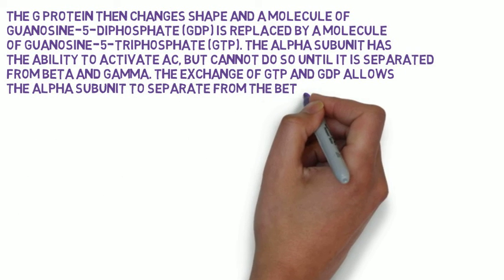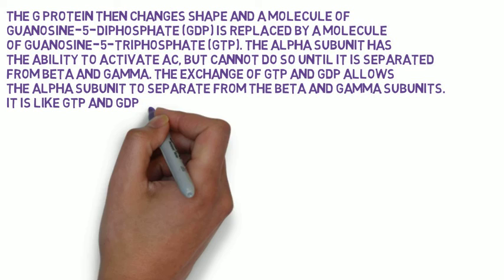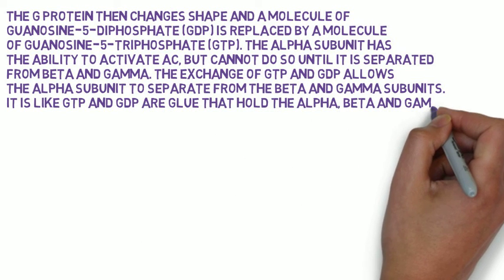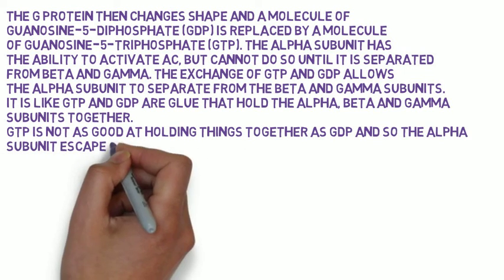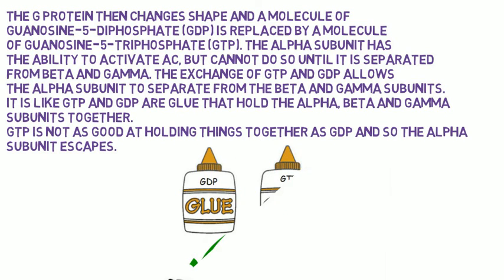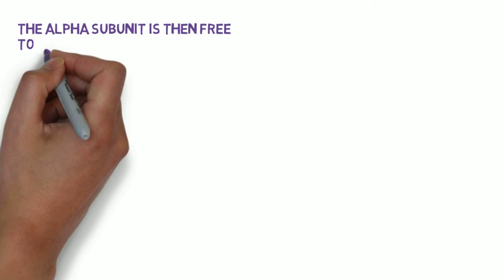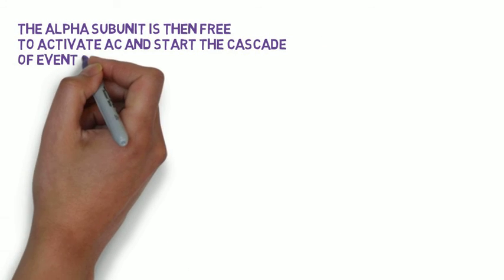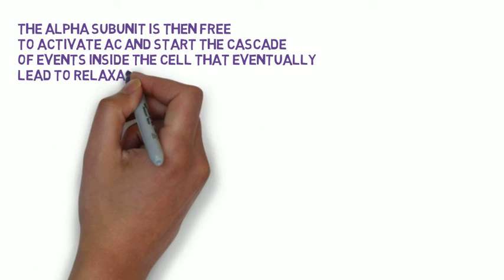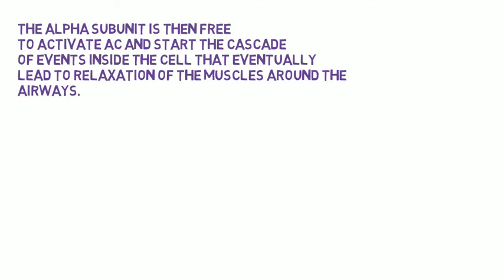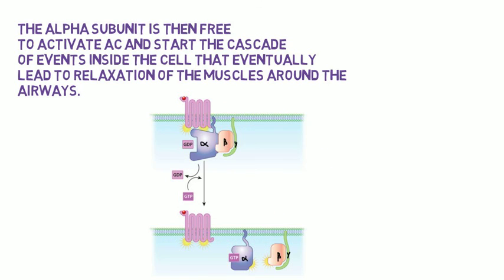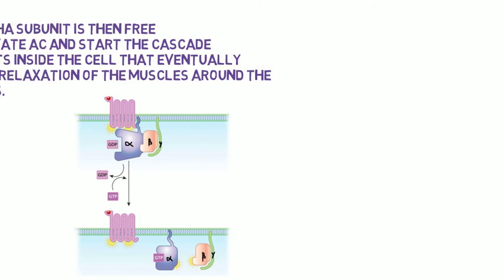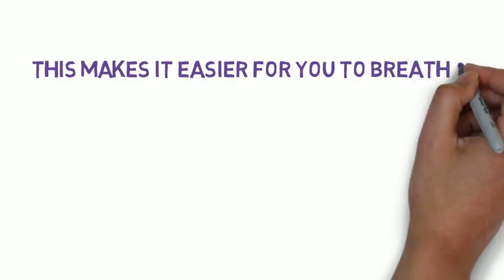The exchange of GTP and GDP allows the alpha subunit to separate from the beta and gamma subunits. It is like GTP and GDP are glue that hold the alpha, beta and gamma subunits together. GTP is not as good at holding things together as GDP, and so the alpha subunit escapes. The alpha subunit is then free to activate adenylyl cyclase and start the cascade of events inside the cell that eventually lead to relaxation of the muscles around the airways. This makes it easier for you to breathe.